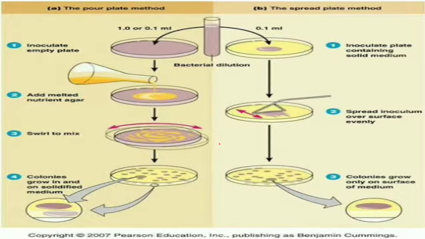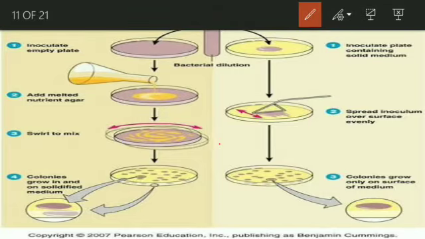We add melted agar medium to the bacterial solution. Then we mix. So the medium and the bacterial inoculum both are mixed thoroughly, and after 1 or 2 days they develop colonies here. You can see these are the colonies that are produced.